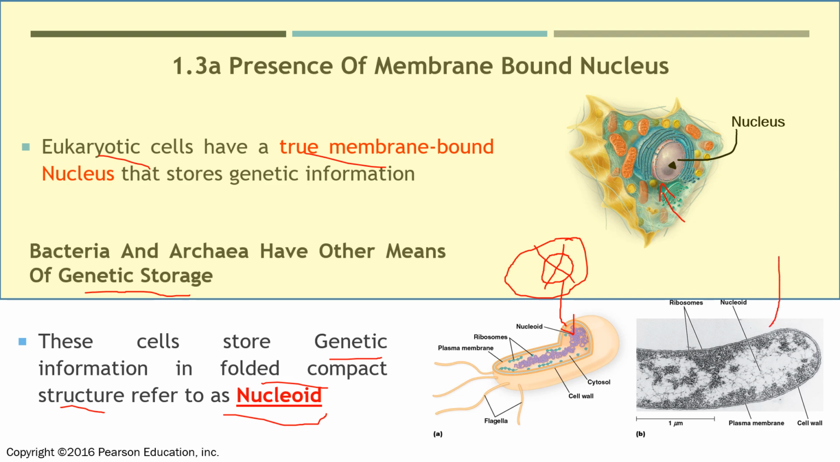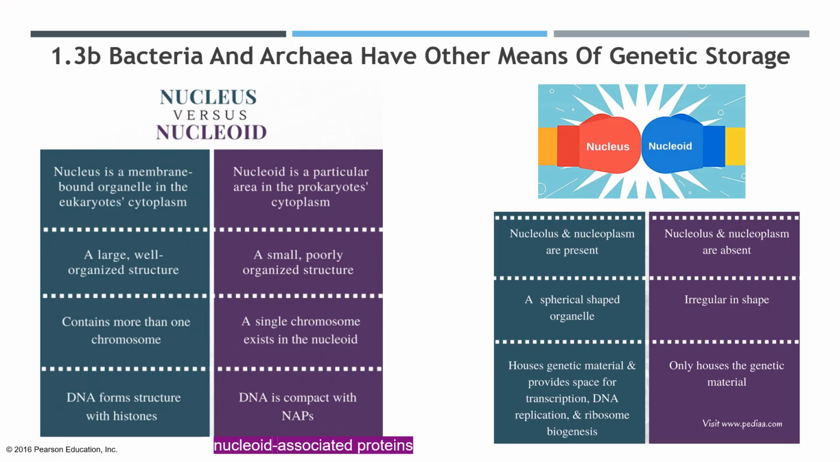So here you can see the nucleoid, the location where you find the circular chromosome that is packed in bacteria too. And here, if you want to know more about this structure, you can compare the difference between a nucleus and a nucleoid.